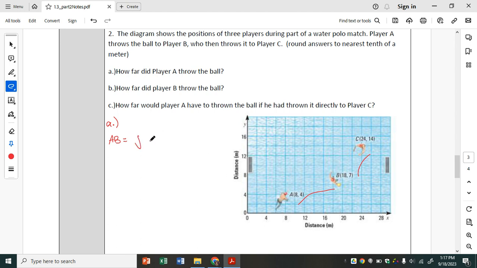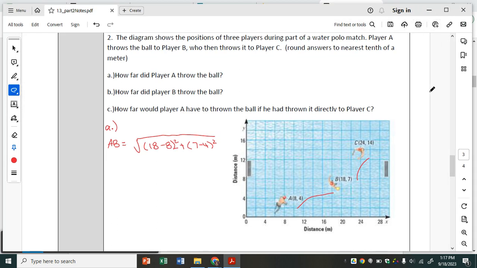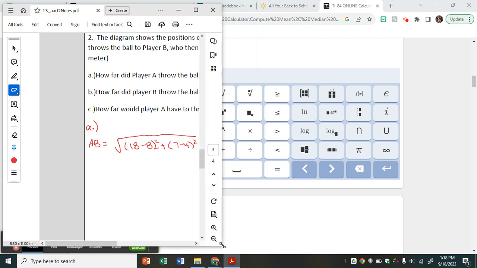I'm going to take the square root. I'm going to do 18 minus 8 squared plus 7 minus 4 squared. And if you want to, you could really plug in this whole equation into your calculator. So let me see if I can make this smaller.